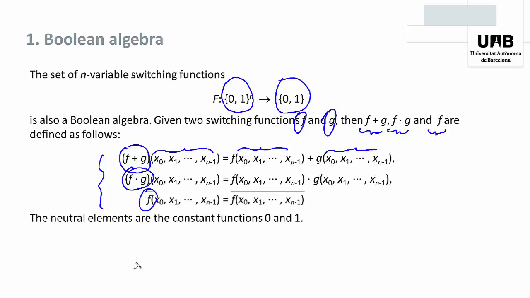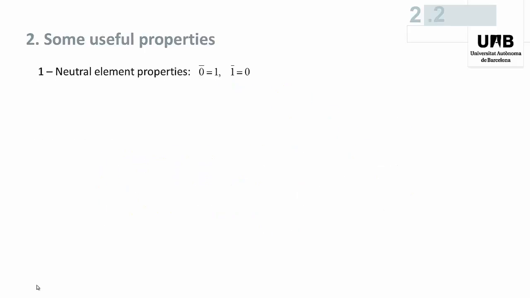The neutral elements of this algebra are the constant functions 0 and 1. Now, apart from the postulates, there are several properties that can be demonstrated and used to minimize combinational circuits. The first one says that the inverse or the complement of 0 is 1 and the inverse of 1 is 0. It is obvious as 0 plus 1 is 1 and 0 times 1 is equal to 0.